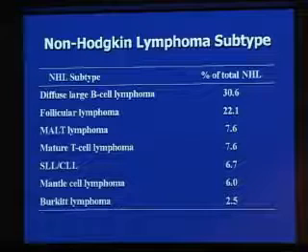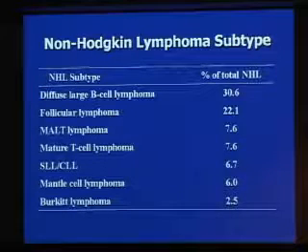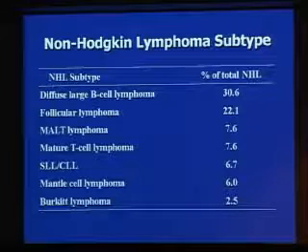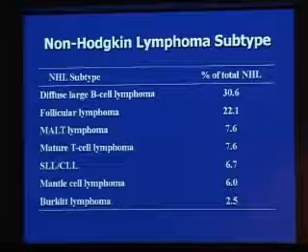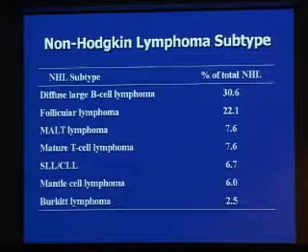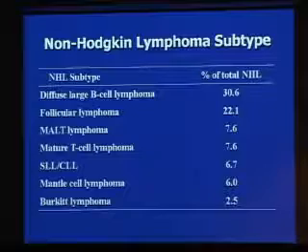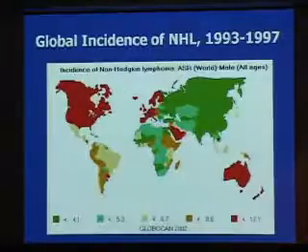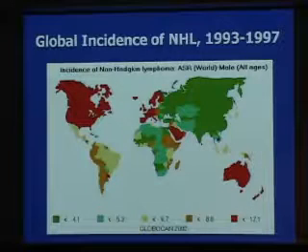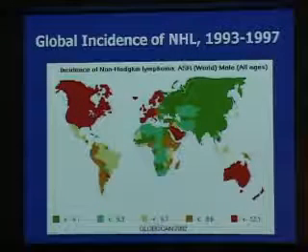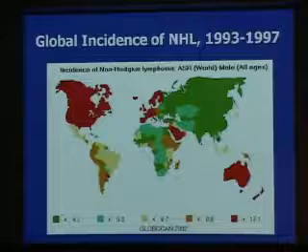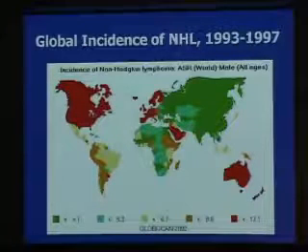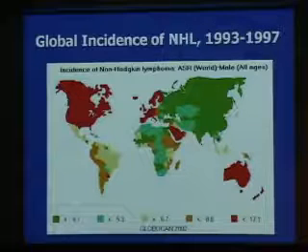The most common non-Hodgkin lymphoma subtype is diffuse large B-cell lymphoma, which accounts for about 30%. The second most common one is follicular lymphoma. All the others are pretty rare, and some are even less than 1%. In the next few slides, I want to show you the overall picture of the incidence risk pattern around the world and also in the United States.